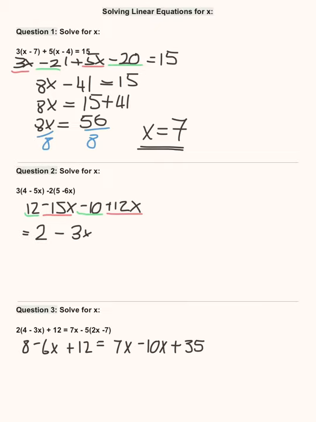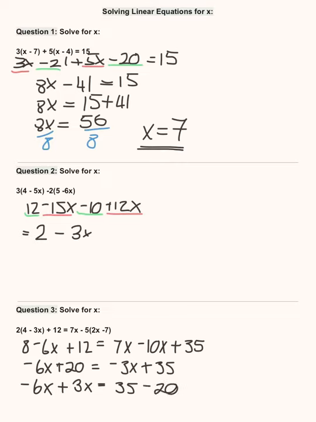So I've got 8 minus 6x plus 12. So I can add the 8 and the 12 as they're both normal numbers, both constants, to give me 20. Equals, and I've got 7x minus 10x, which is going to leave me with minus 3x plus 35. Now in order to solve for x, I need all x's on one side and numbers on the other. So minus 6x. So if I bring over the minus 3x, it turns into a plus 3x. And if I bring over the plus 20 to be beside the 35, it's going to be a minus 20.